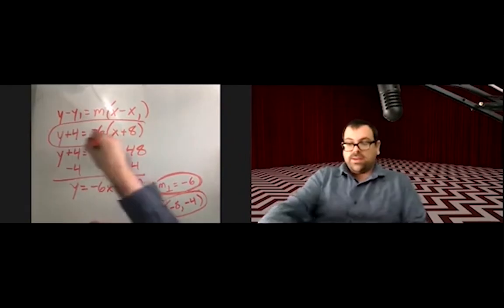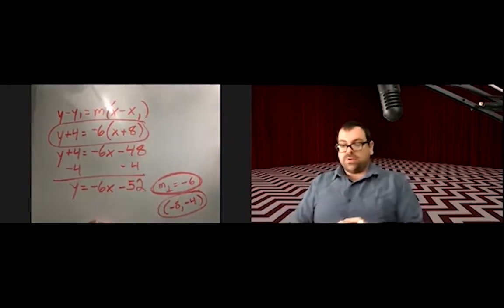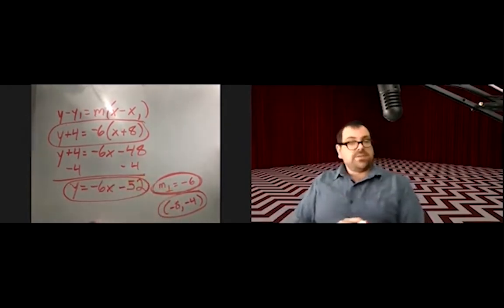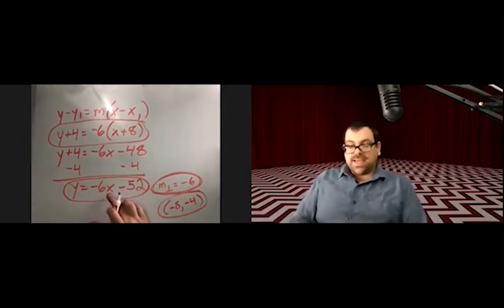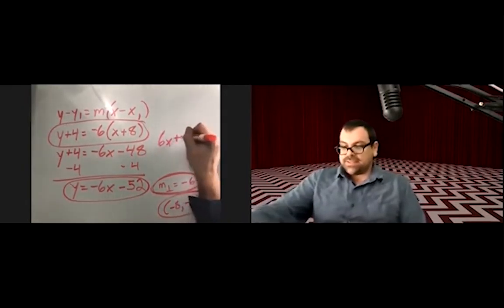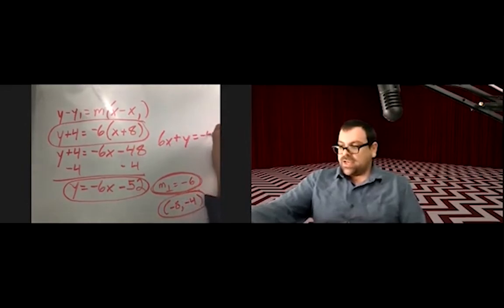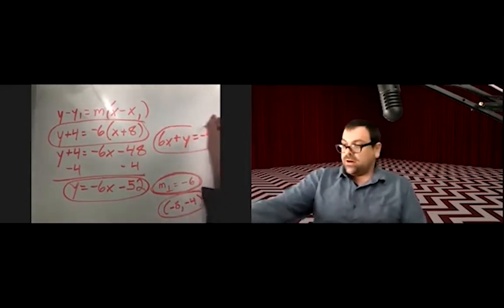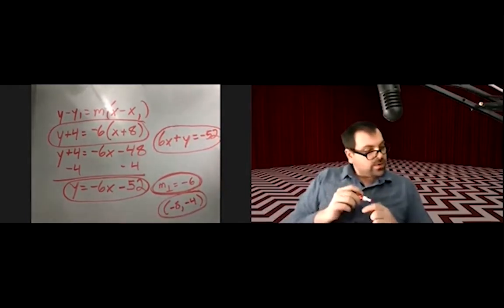We've already found 2 of the 3 forms. There is point slope. Here is slope intercept. And as soon as I add that 6x to the other side so that it's 6x plus y equals -52, there is our general form.